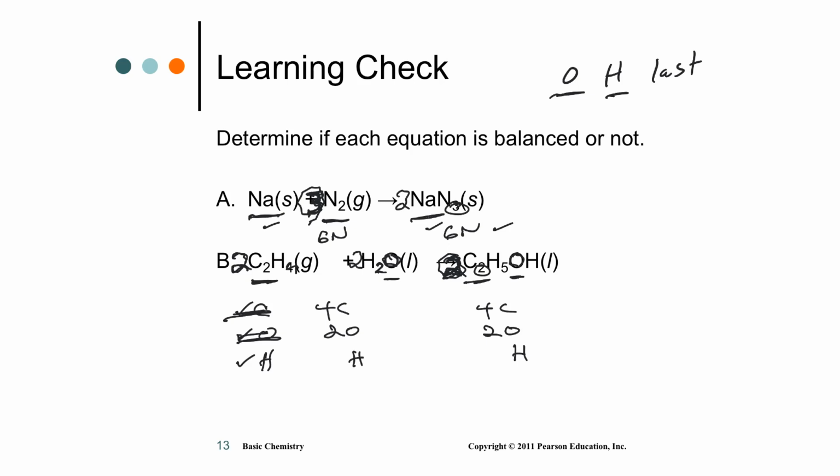Okay. Well, how many do I have on the left? I've got 2 times 4, so that's 8, plus 2 times 2 is 4. Okay. So 8 plus 4 is 12. I have 12 hydrogens. Okay, how many do I have on the other side? I've got 5 and 1 are 6, and I have 2 of them, so that's 12. So my hydrogens are balanced, my oxygens are balanced, and my carbons are balanced. Okay, that's how you do it.